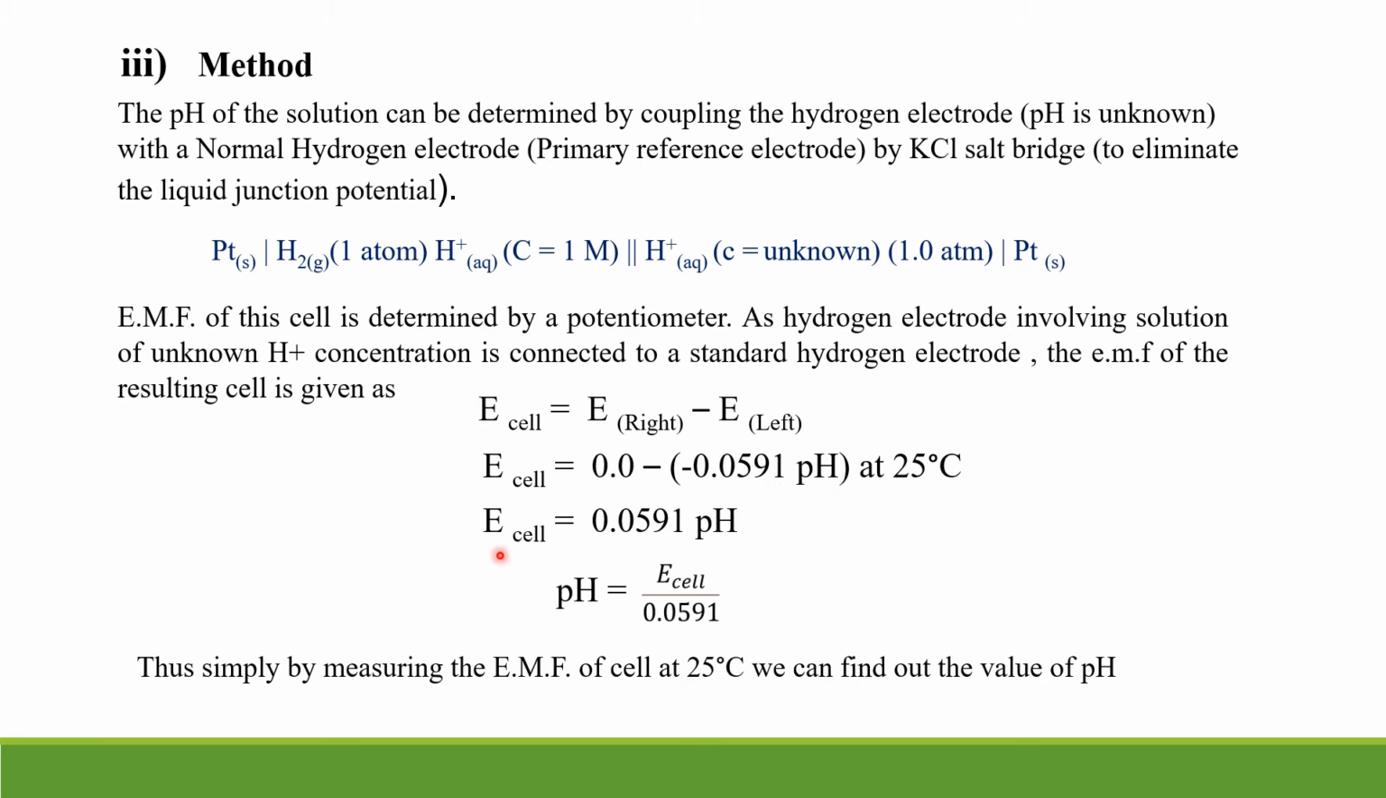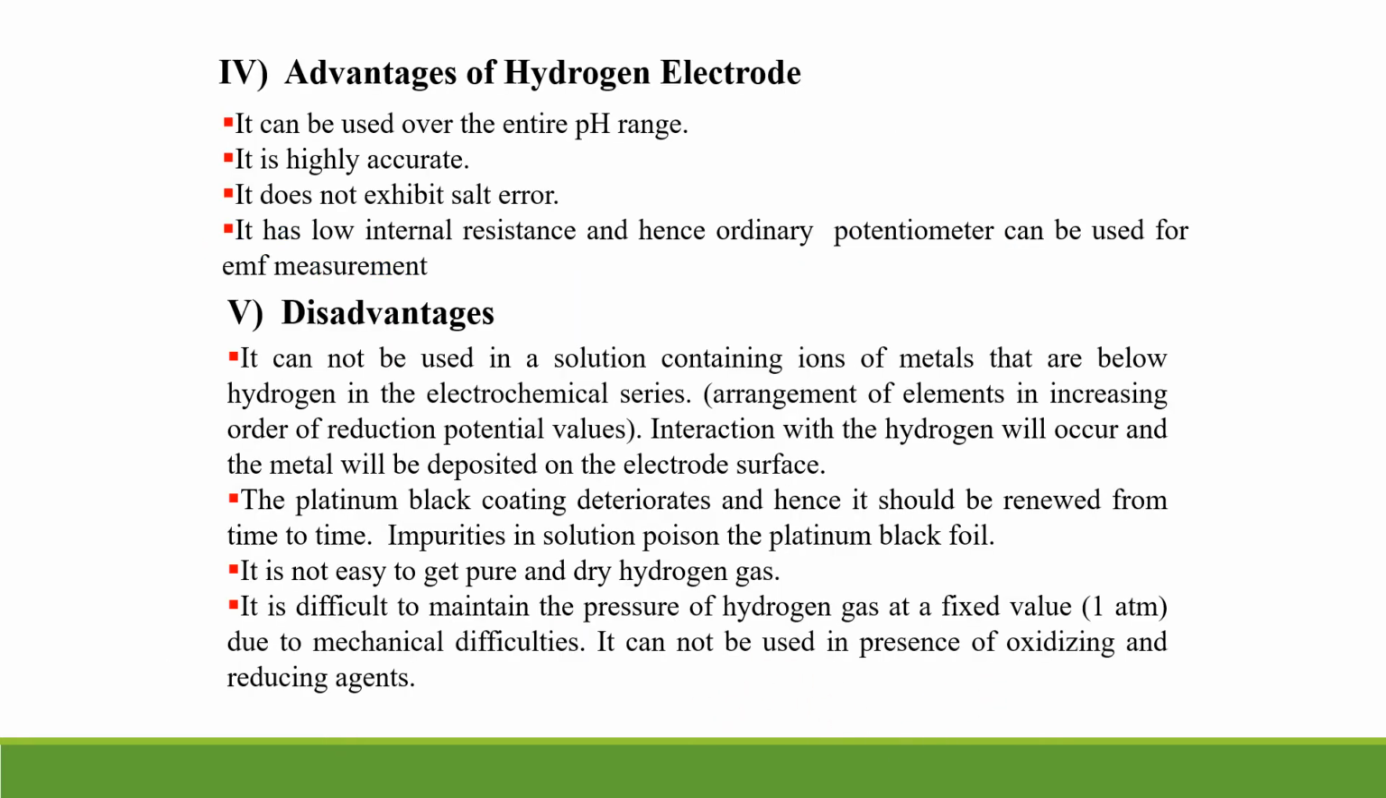So here the equation becomes EMF of cell is equal to 0.0591 pH, or pH can be calculated as E cell divided by 0.0591. So that's simply by measuring the EMF of the cell. Here in the formula, if you measure the EMF of the cell with the help of a potentiometer at 25 degrees centigrade, you can find out the pH of the experimental solution.